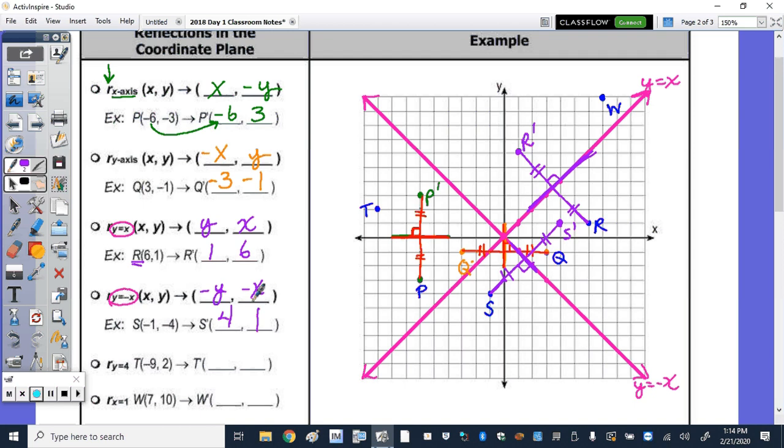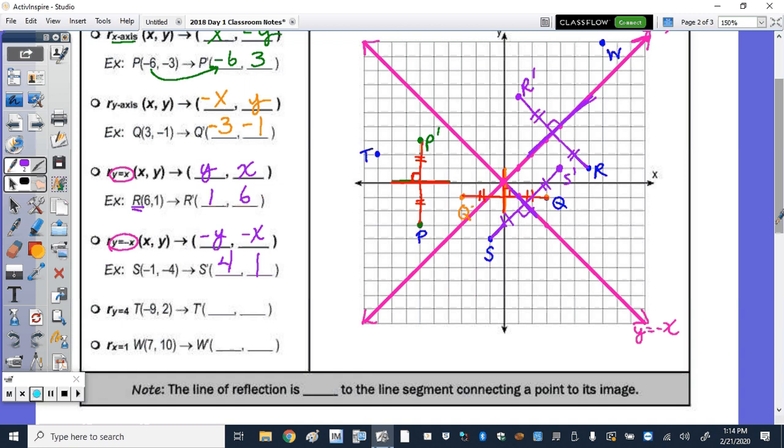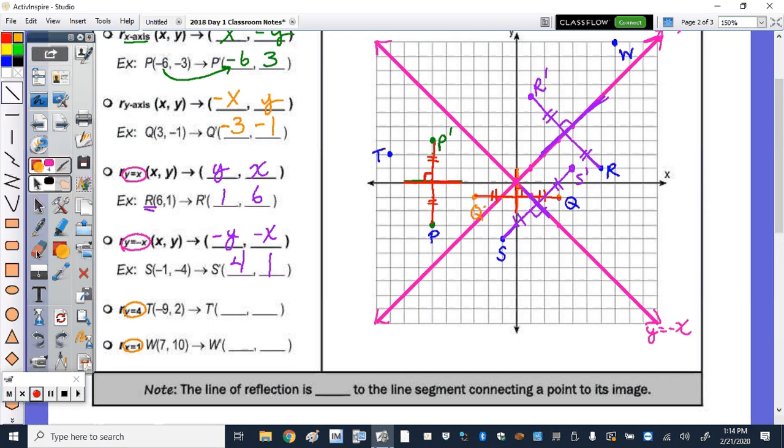And then the last two lines are a reflection over y equals 4 and a reflection over x equals 1. So let's graph both of those lines. Now y equals 4 is a horizontal line passing through 4 on the y-axis. So 1, 2, 3, 4.